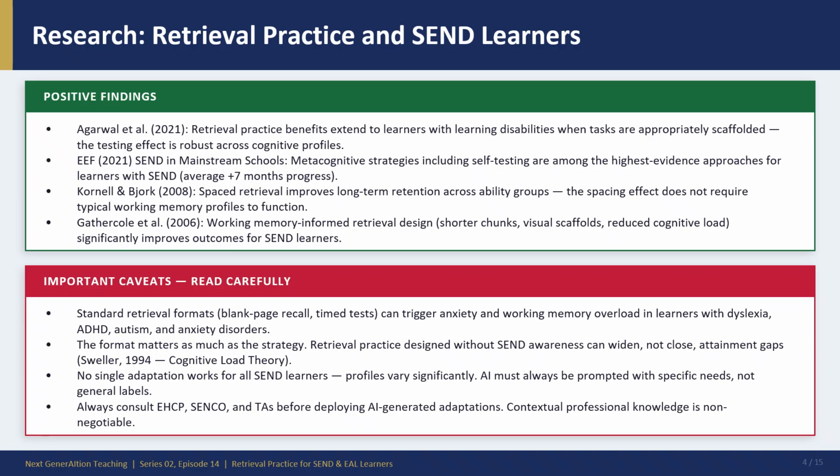Sweller's cognitive load theory tells us that when the format of a task creates excessive cognitive load, it competes with the retrieval itself. You end up testing the learner's ability to manage the format rather than their knowledge. And perhaps most importantly, no single adaptation works for all SEND learners. Profiles vary enormously. An adaptation that supports a learner with dyslexia may be entirely inappropriate for a learner with autism. AI must always be prompted with specific needs and not general labels.